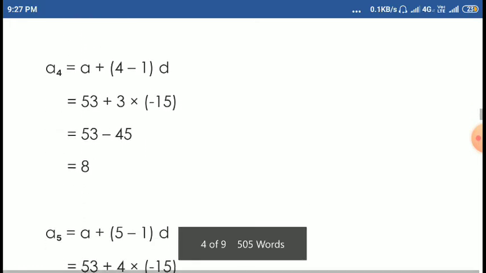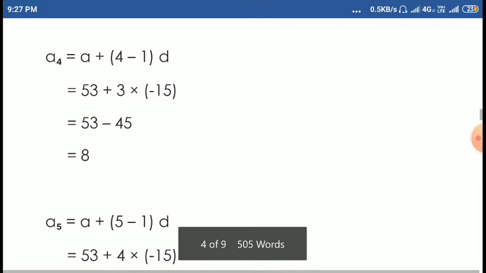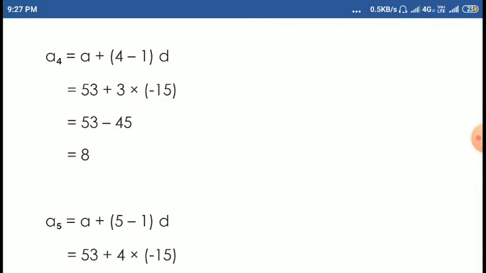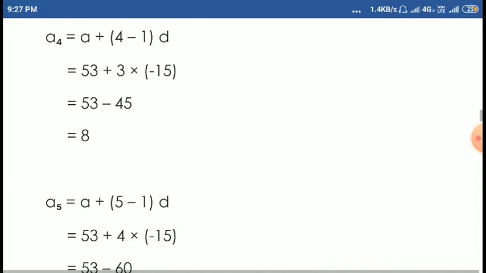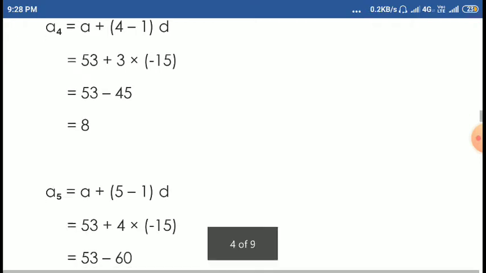Then we come to the fourth term of this AP. So A4 is equal to A plus (4 minus 1) into D. Just substitute the value of n here, since the number of the term is 4. Again, substitute the values of A and D in this equation. We get A as 53, so 53 plus 3 into minus 15. So 3 into minus 15 is minus 45, and 53 minus 45 is 8. In this way, we get the value of the fourth term, A4, is 8.